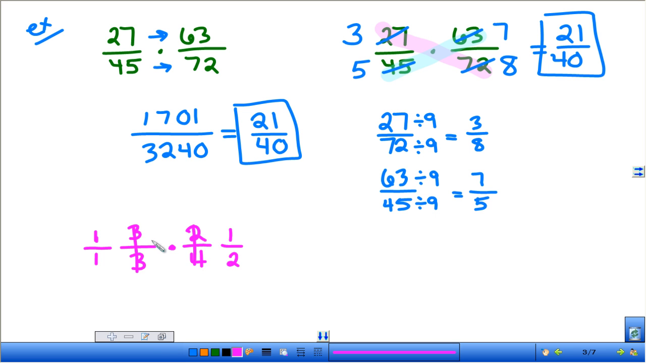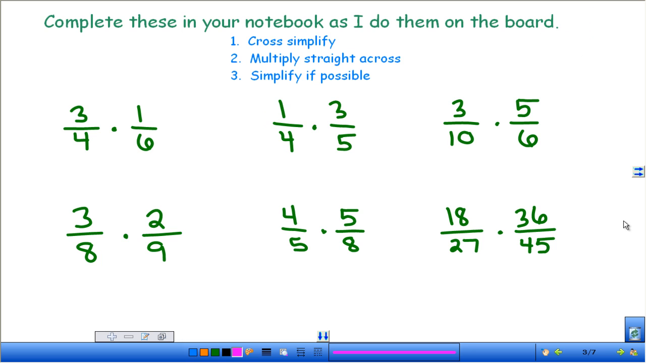Okay, if I can look at these diagonally and cross-reduce them in my head, this is going to go way faster for you. If you actually need to erase and flip, then do so. So let's go ahead and do some together. Okay, so do these in your notebook as I do them on the board. I'm going to take a second and write this one down for an example.